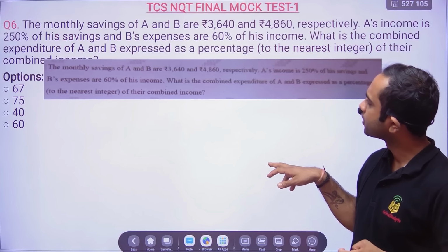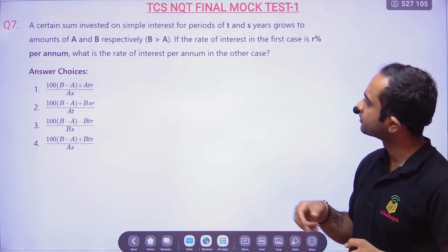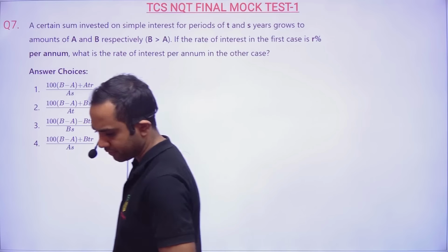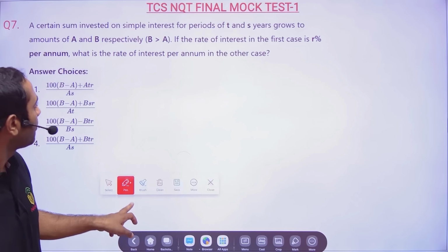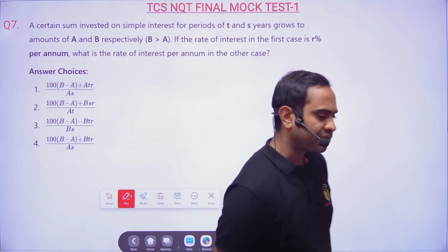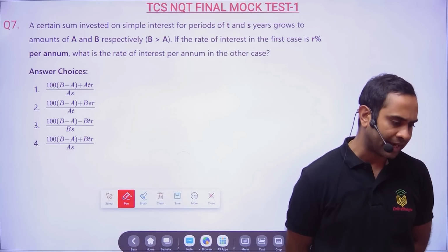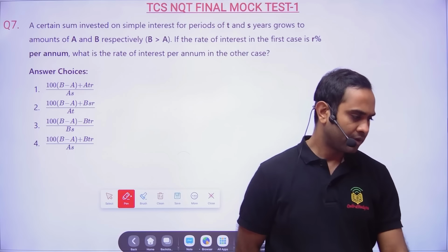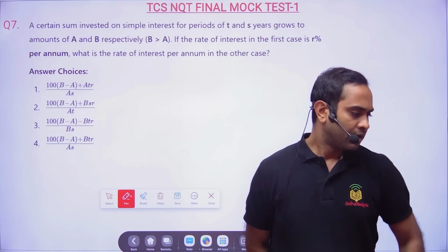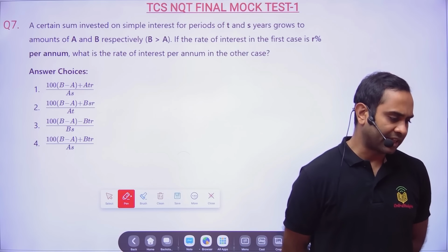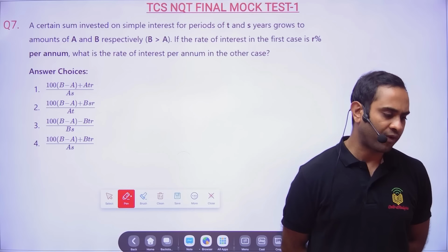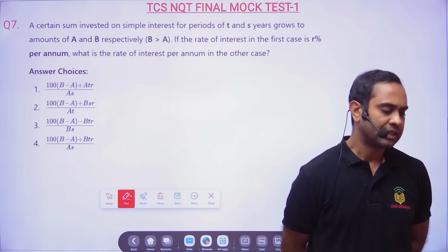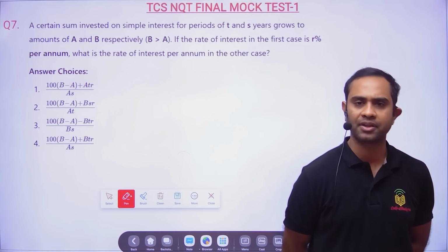Now question number 7. Question number 7 is taken from simple interest. A sum invested on simple interest for the period of T and S years grows to amounts of A and B respectively, where B is greater than A. If the rate of interest in the first case is R% per annum, then what is the rate of interest per annum in the other case?